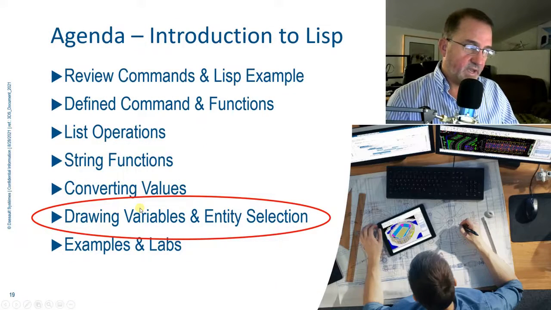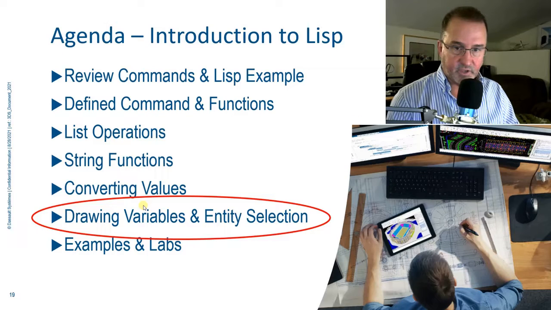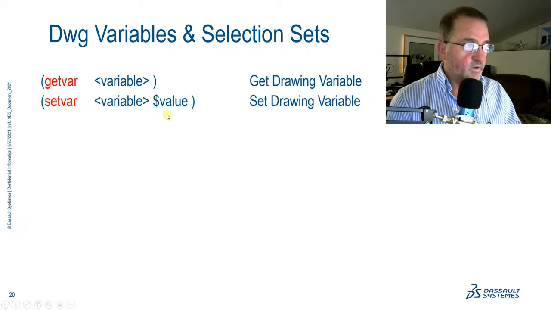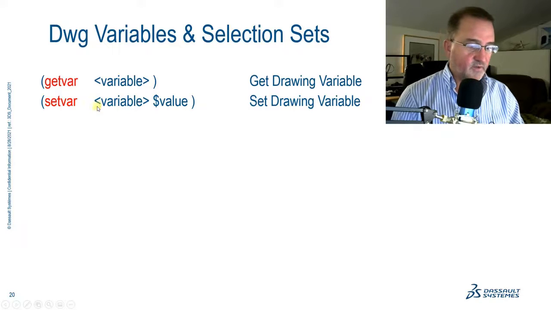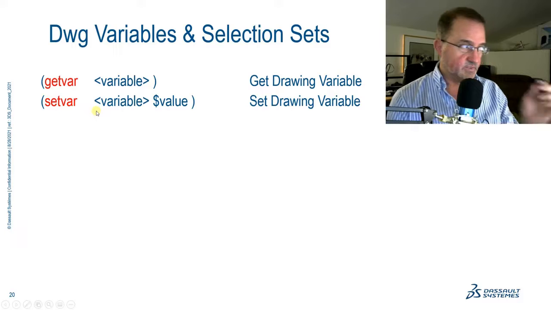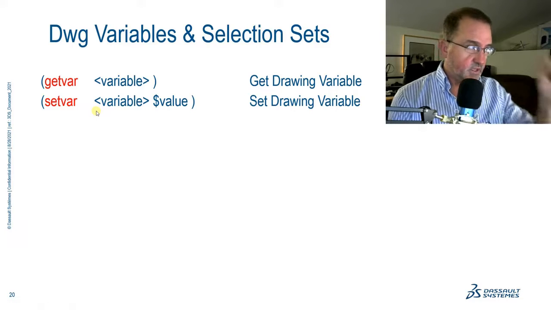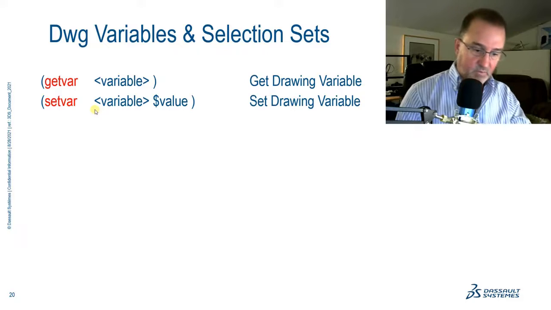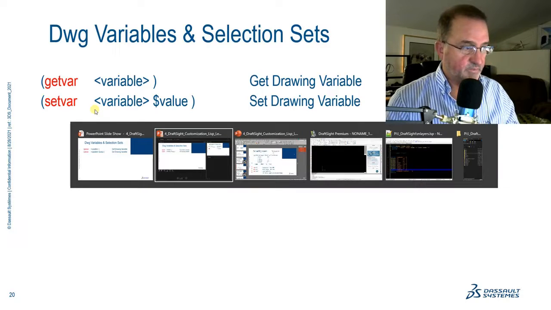So let's talk about entity selection and the drawing variables. Now we did cover this. We did cover getVar and setVar. I think one of the things I wanted to point out with these variables is that in some cases, if you're coming from another CAD system, some of the variables in DraftSight are not named the same. Maybe I can give you an example of that.